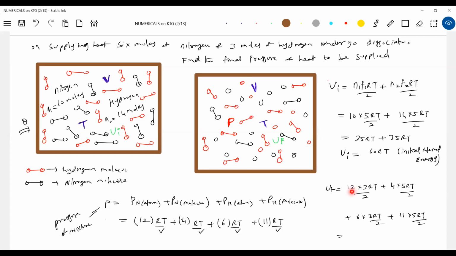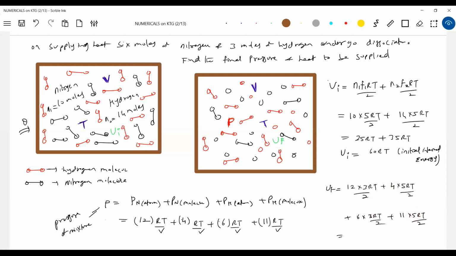So 12 nitrogen atoms are there. What is the degree of freedom of a monatomic gas? 3, no? So I'll write 3 in place of F. Similarly, how many leftover nitrogen molecules? 6 will undergo dissociation, so 4 will be left over. What is the degree of freedom of a diatomic gas? It should be 5, so I'm substituting 5. The same thing for the hydrogen.